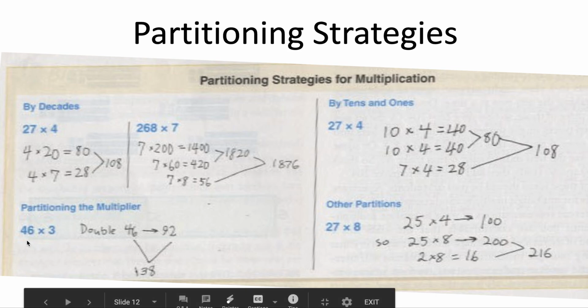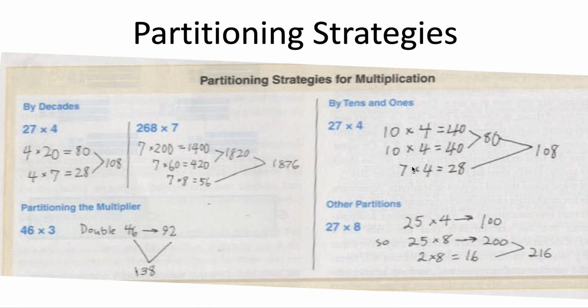So if you do 46 times 1, you get 46. But when you have 46 times 2, that's doubling of it. So 92. So 3 is 1 plus 2, so times 1 and times 2, right? So 46 times 1 is 46, 46 times 2 is 92. Then you can add them together, which is 138. Pretty cool. Okay, this one by tens and ones.